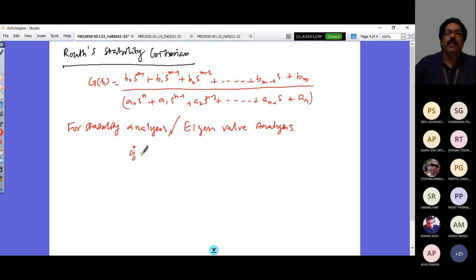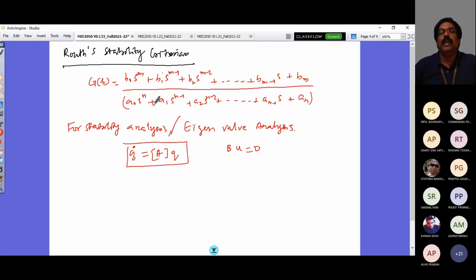So my state equation Q dot equals A Q plus B U. Q dot equals A Q is the only equation that I should consider, as B U equals 0. So there is no input, right? If I do that, what will happen? On one side I have my nth order differential equation, and on the other side it goes to 0. So I'll have my characteristic polynomial equal to 0.